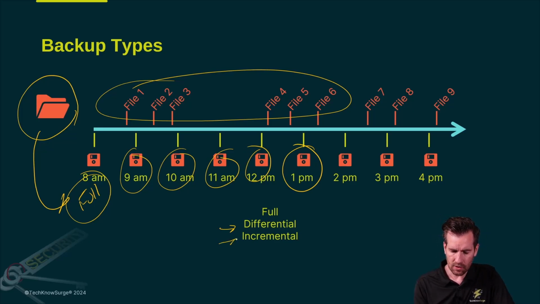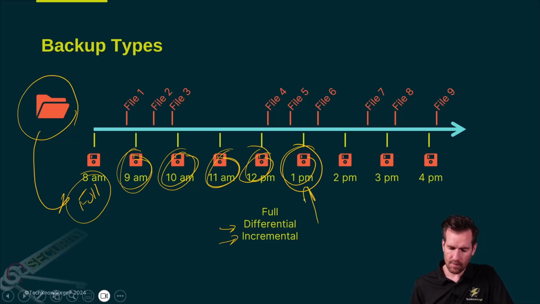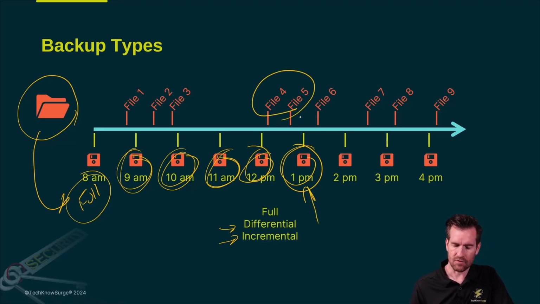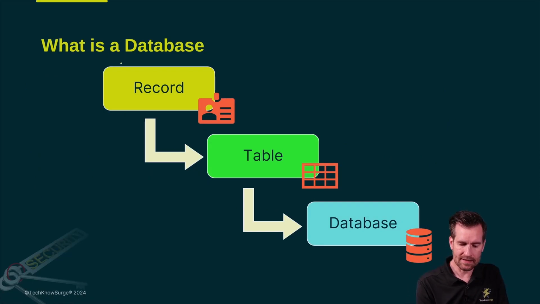An incremental will just back up whatever the changes were since the last backup. So if you were doing incrementals throughout the whole day, then at 1 p.m., that incremental would just back up the changes that have happened since the last backup, which would have been 12 p.m. We're going to see how that applies to a database.